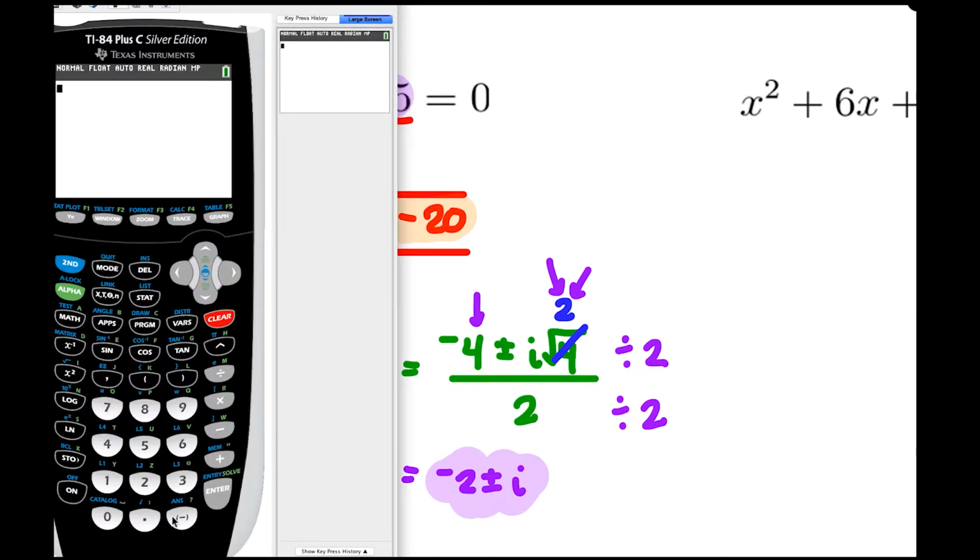All right, so first thing I'm going to do is I'm going to store my solutions, that negative 2 plus or minus i, I'm going to store that in for x. So I'm going to do the plus first because the calculator can only do one solution at a time. So I'm going to say negative 2 plus i, and I'm going to store it by clicking the STO button right here, and I'm going to store that in for x.